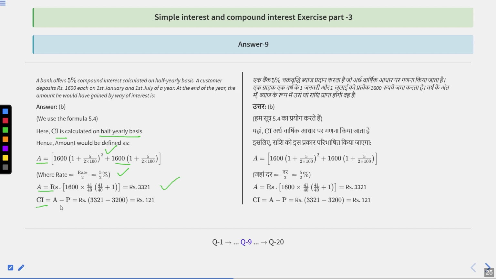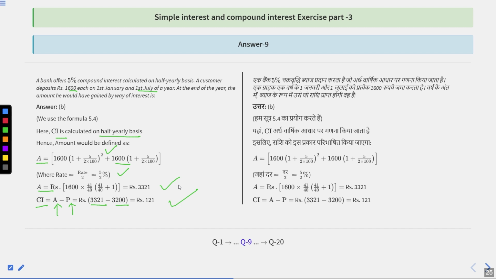So what will be the compound interest? Amount minus principal. The amount is 3321 and the principal is 1600 for 1st January and 1600 for 1st July. So the total becomes 3200. When we subtract it, we get 121 rupees.